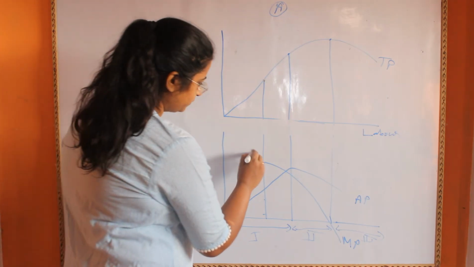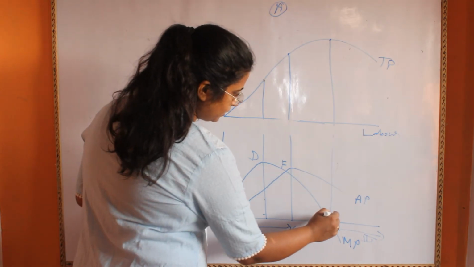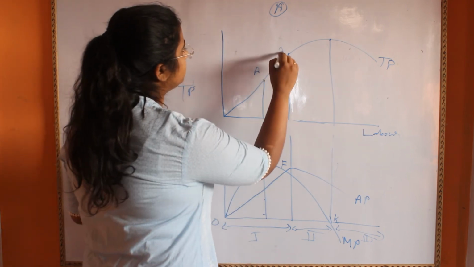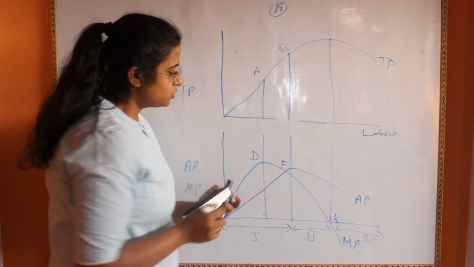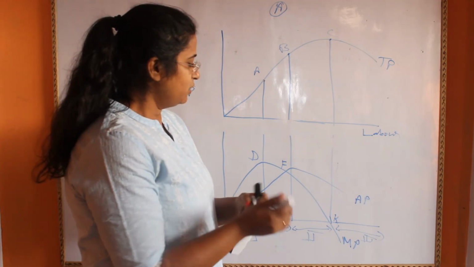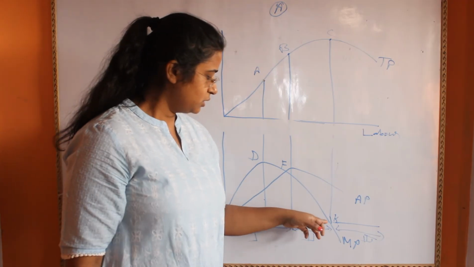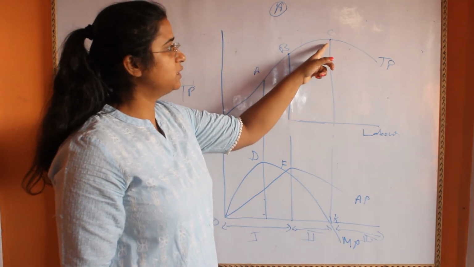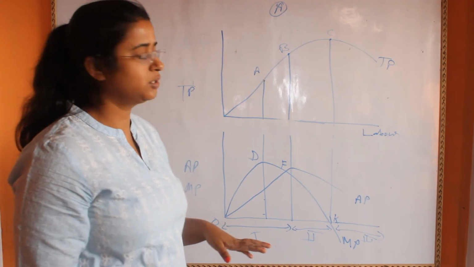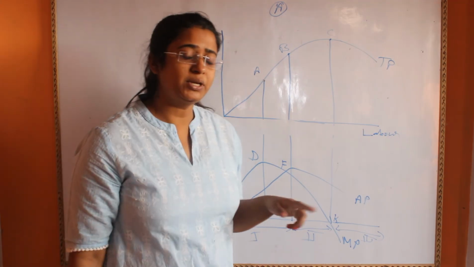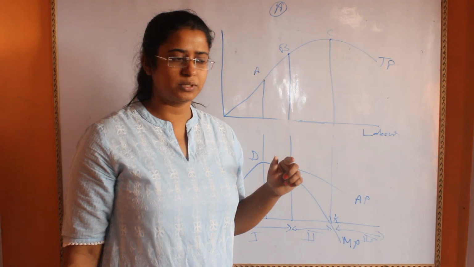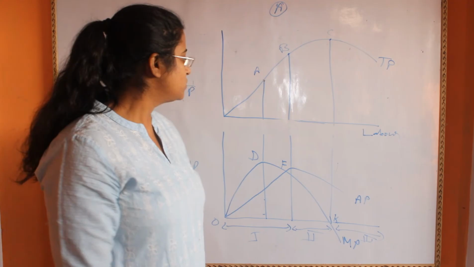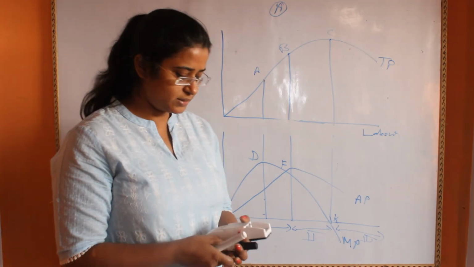Give numbers to the points: K, A, B, C. So the producer will never cross the point K on MP and never cross the point C on the TP curve, because it will give him loss in his business. So I hope you understood it.